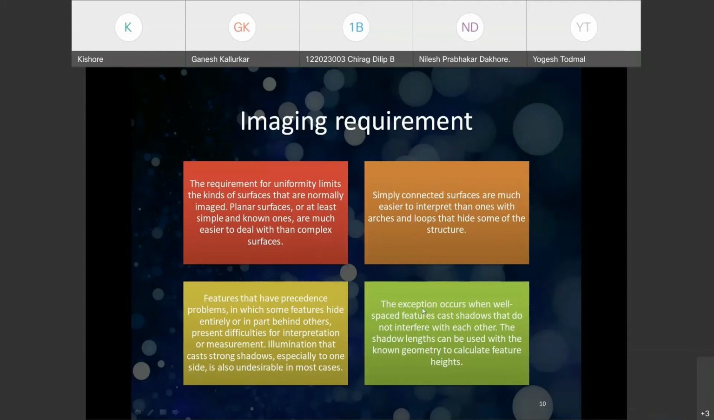The exception occurs when well-spaced features cast shadows that do not interfere with each other. The shadow's length can be used with the known geometry to calculate feature heights. So, for example, if you are doing an aerial observation and you see a shadow cast by a building, using the principle of geometry and the position of the sun at that given instance, you can understand the height of that particular building. And this is usually done to understand the growth of vegetation.